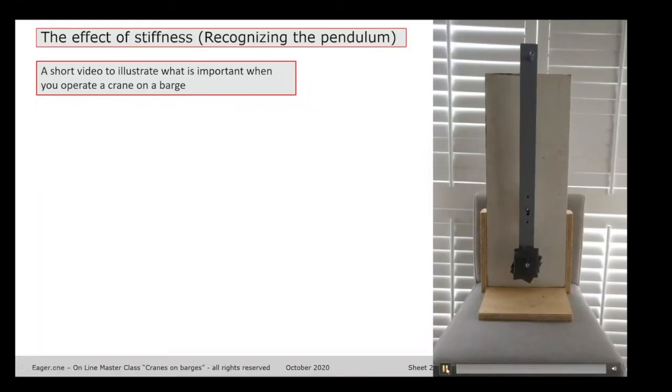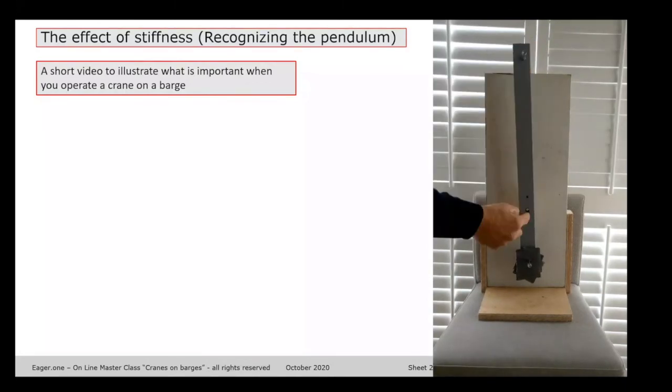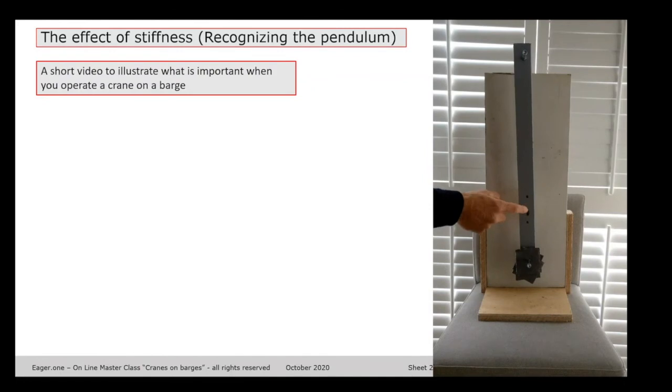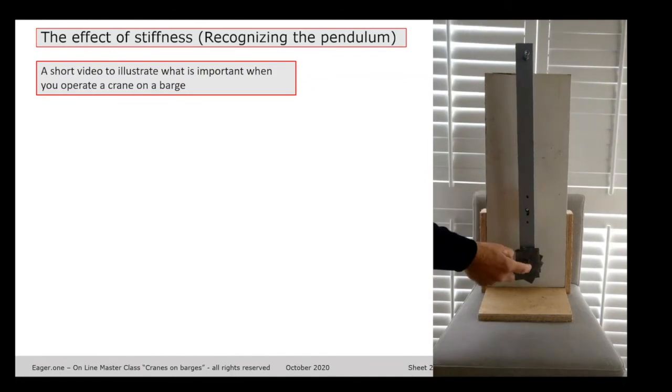Welcome to this illustrating movie in which we want to explain more about the stability of cranes on barges. What you see here is a simple pendulum. Actually, you see two pendulums. You see the crane length and you see the pendulum length representing the GM value of the barge. This is the metacenter. This is the COG position of the barge.